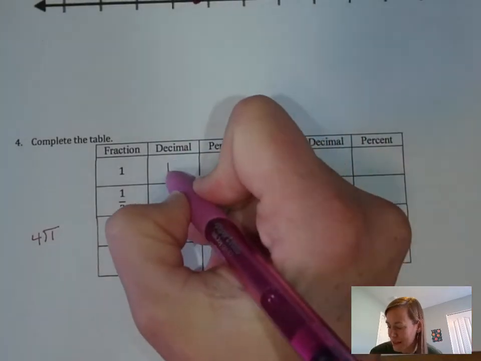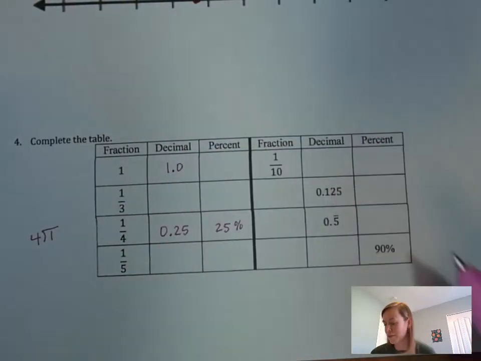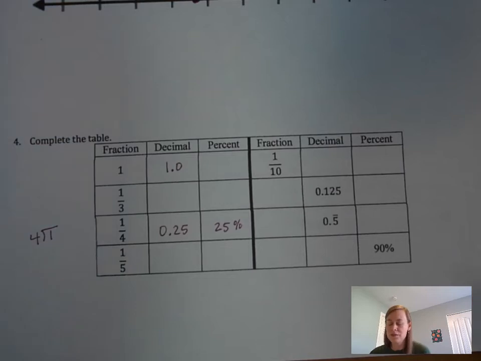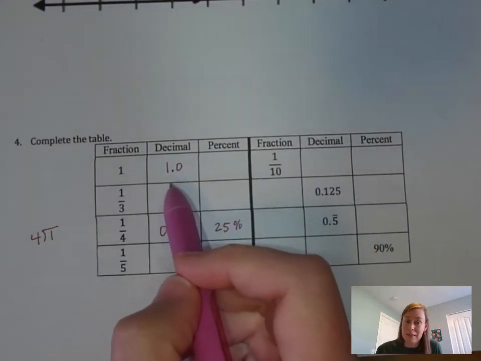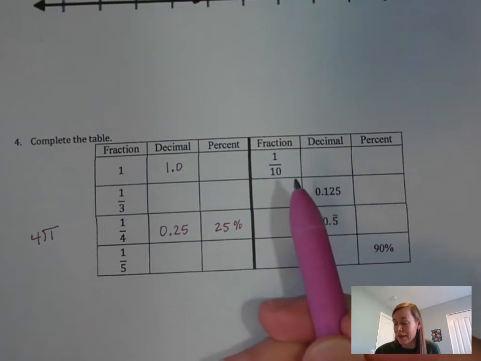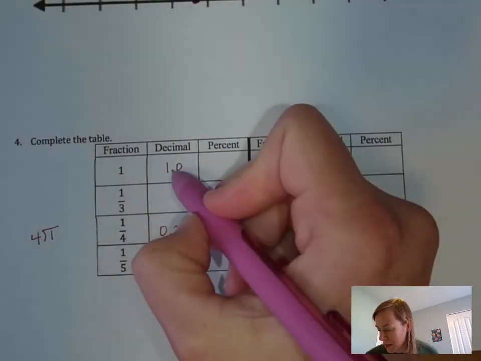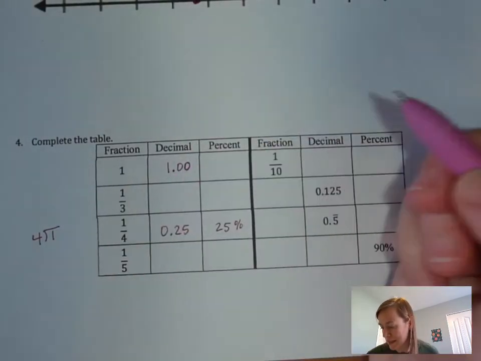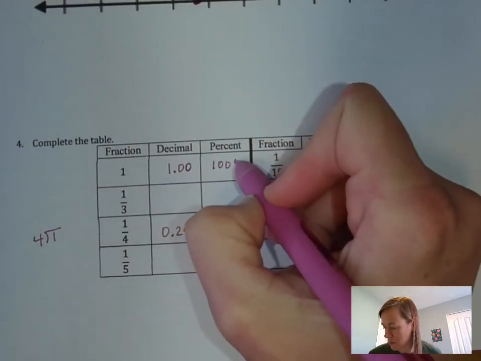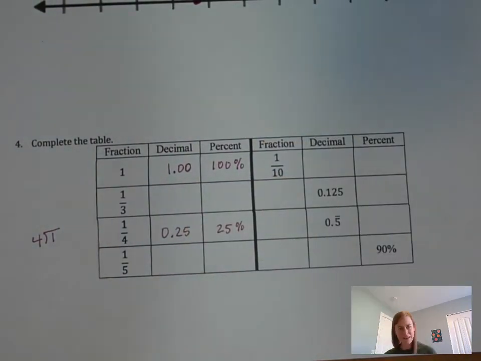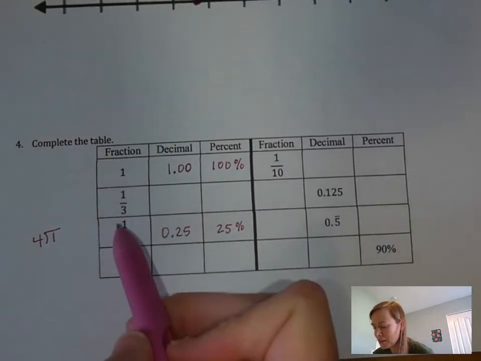So because it says decimal, I'm just going to put 1.0. That's not what it says on the table. So if you just write 1 there, that's okay too. But if you want to put some decimal places, you would write 1.0. Now to do a percent, you need to move that over 2 spaces. So let's say 2 zeros. Move it over 2 spaces and it's going to be 100%. Yeah, okay, good. Let's do 1/3.